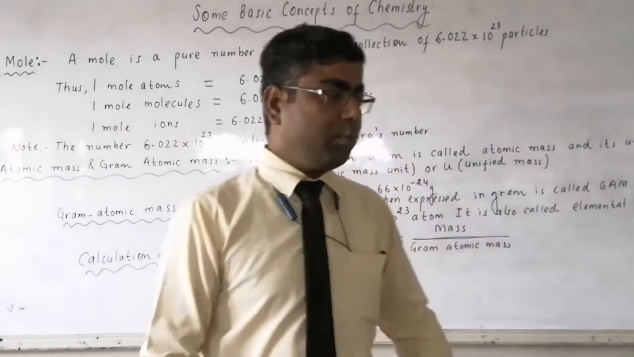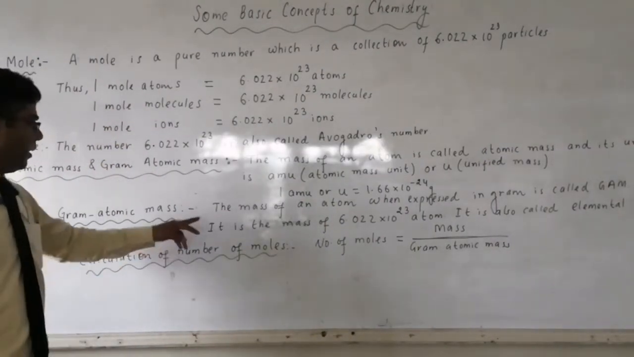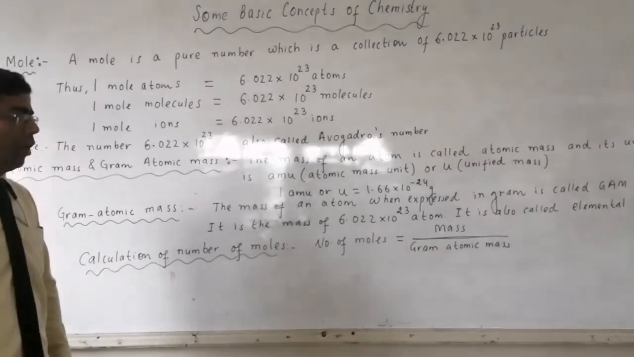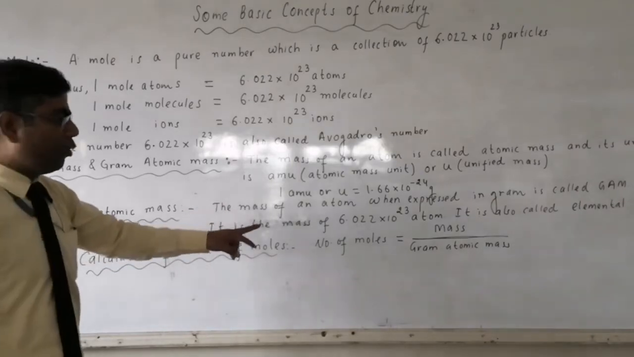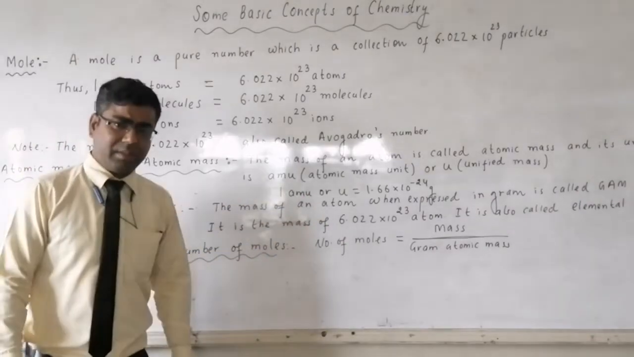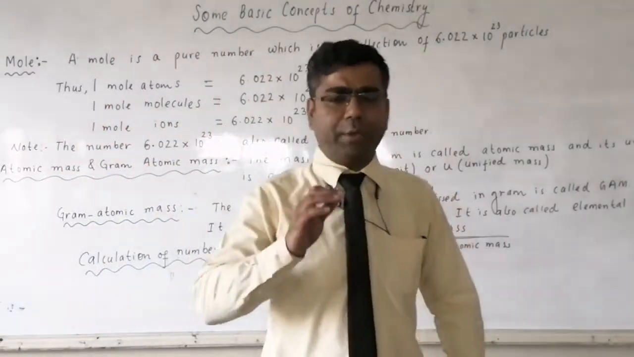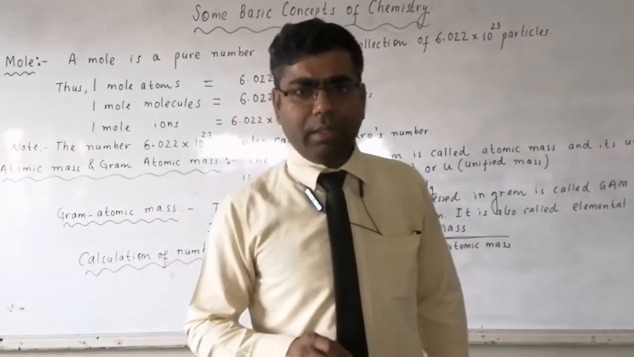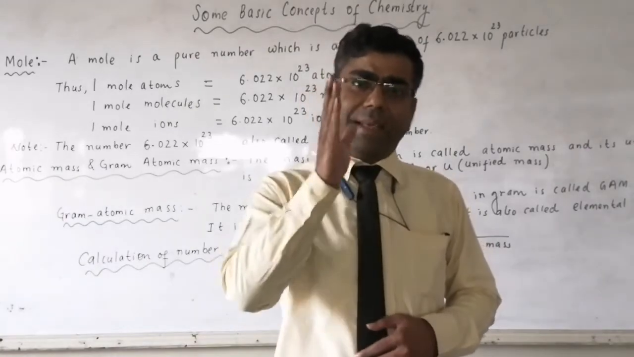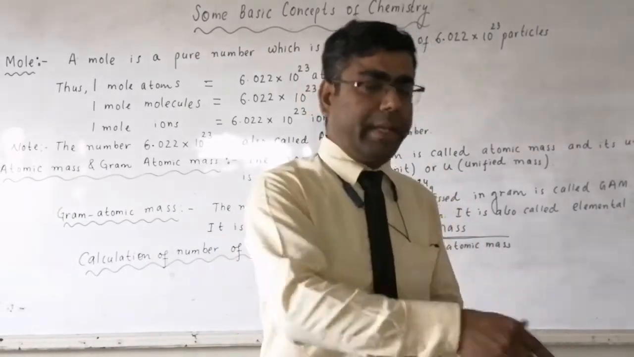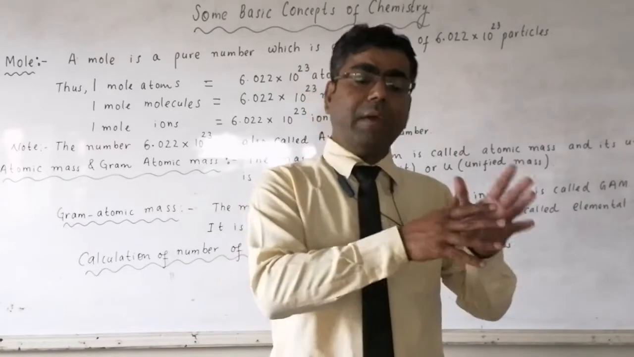So let us move to gram atomic mass. The mass of an atom when expressed in grams is called gram atomic mass. It is the mass of 6.022 × 10^23 atoms, and is also called elemental mass. Like for hydrogen, if the atomic mass is 1 AMU, then its gram atomic mass will be 1 gram. The atomic mass is converted to the gram value.